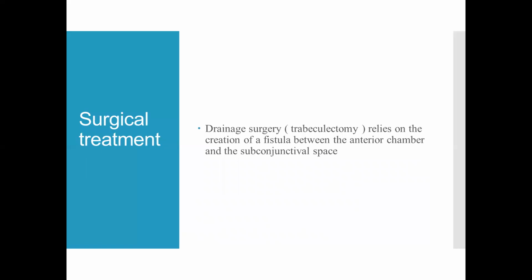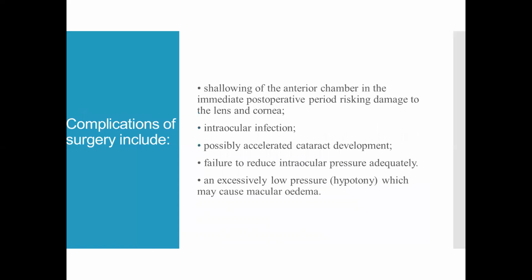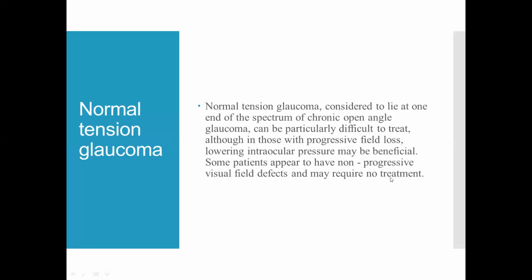Surgical treatment. We've got drainage surgery, which is trabeculectomy, which relies on the creation of a fistula between the anterior chamber and the subconjunctival space. So what are the complications of surgery? This leads to swelling of the anterior chamber in the immediate postoperative period, risking damage to the lens and the cornea, intraocular infection, possibly accelerated cataract development, failure to reduce intraocular pressure adequately, and excessively low pressure, which is hypotonia, which may cause macular edema.